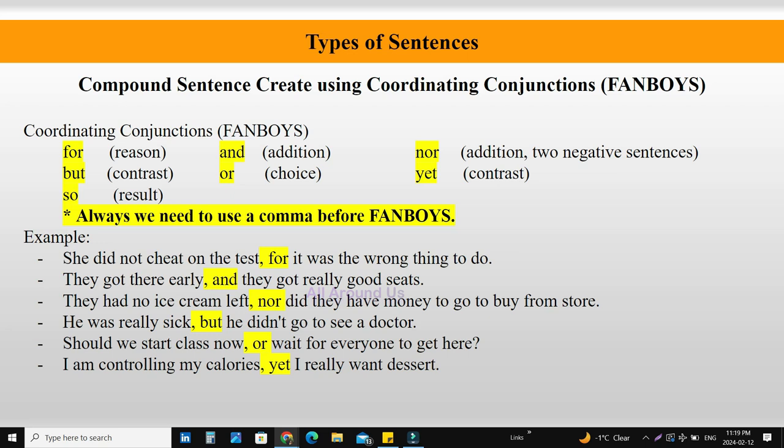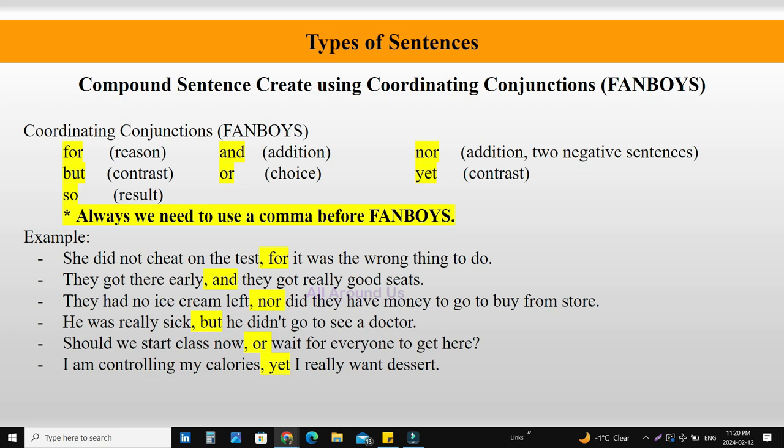Compound sentence creation using coordinating conjunction. FANBOYS. Coordinating conjunctions are called FANBOYS. There are a total of seven: for, and, nor, but, or, yet, so. We always need to use a comma before the coordinating conjunction when we are making a compound sentence.